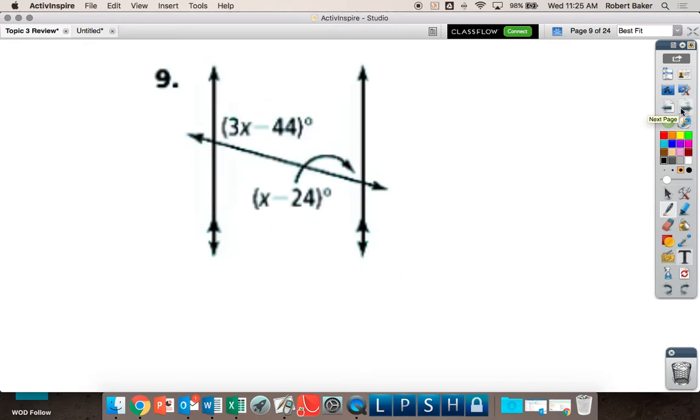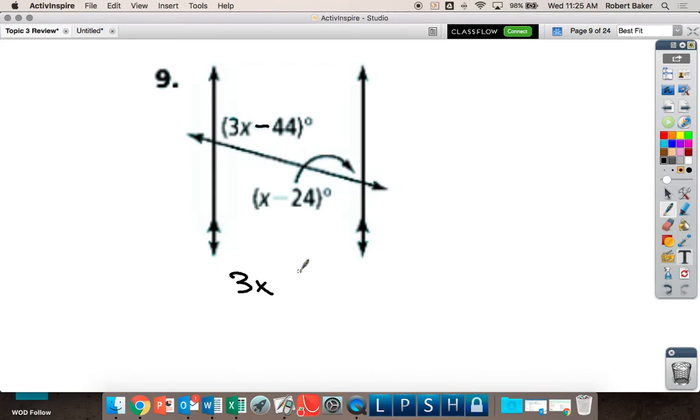Same thing here, equal or supplementary? Supplementary. Same side, right? It's tricking you. This one is hanging out down here, but the arrow is pointing up here, so they should be supplementary. I'm going to guess that was 3x. 4x minus 68 equals 180. Whoa, is that a plus or a minus? That is a minus sign.